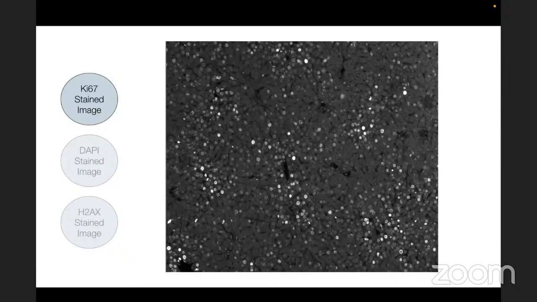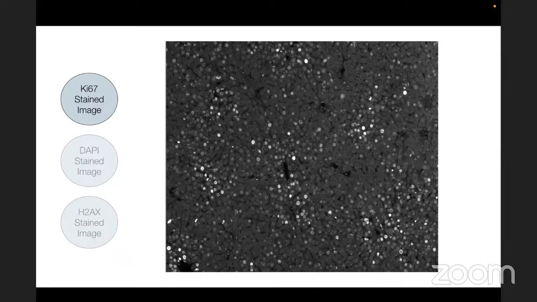So with this DAPI stain, we can identify where all the nuclei are and use that in our future analysis. The next stain that we have is this Ki67 stain. Ki67 is a protein that's used in cell cycle proliferation. When the cell cycle is active, in any stage besides G0, which is a dormant stage, Ki67 will be present. Because it is fluorescent in this stain, we're able to see which nuclei are in active cell cycles.